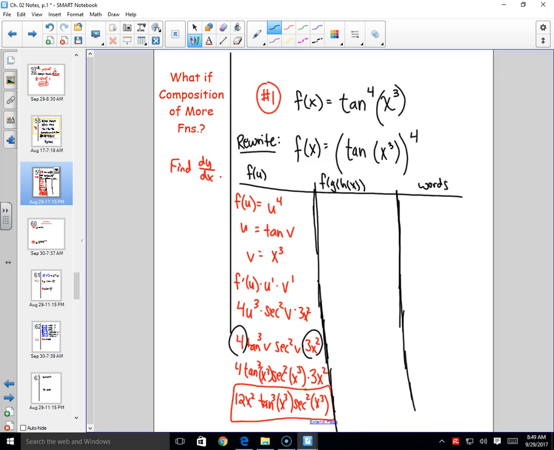Okay, pause. Did you guys see how I took f prime, 4u cubed? I took u prime, secant squared v, and I took v prime, 3x squared. Could I have taken x prime to be 1 and been done? Yes, but I didn't need to. So then I have my 4u cubed, my secant squared v, and my 3x squared, and then I just need to substitute. So I said, who is u? I'll plug that in first. Then I said, who is v? Plug that in second. Simplify.